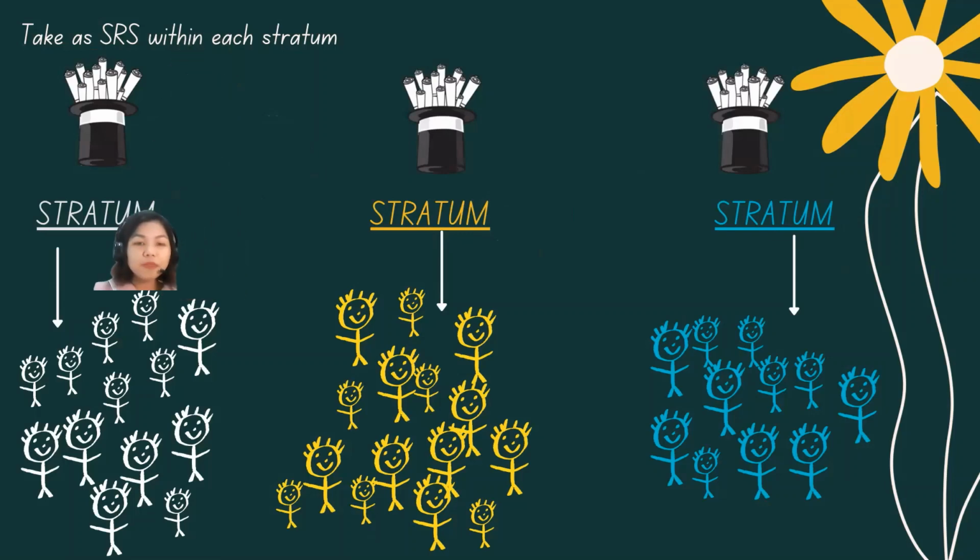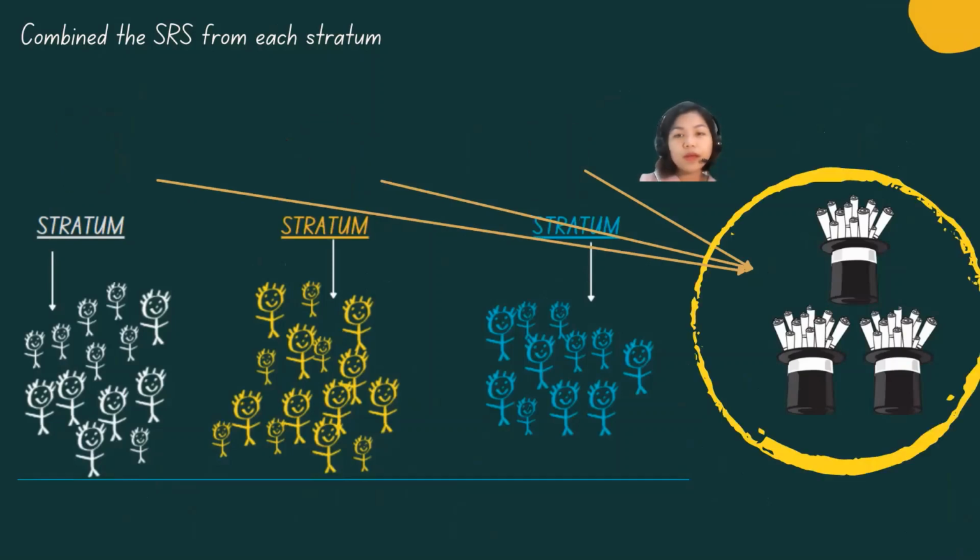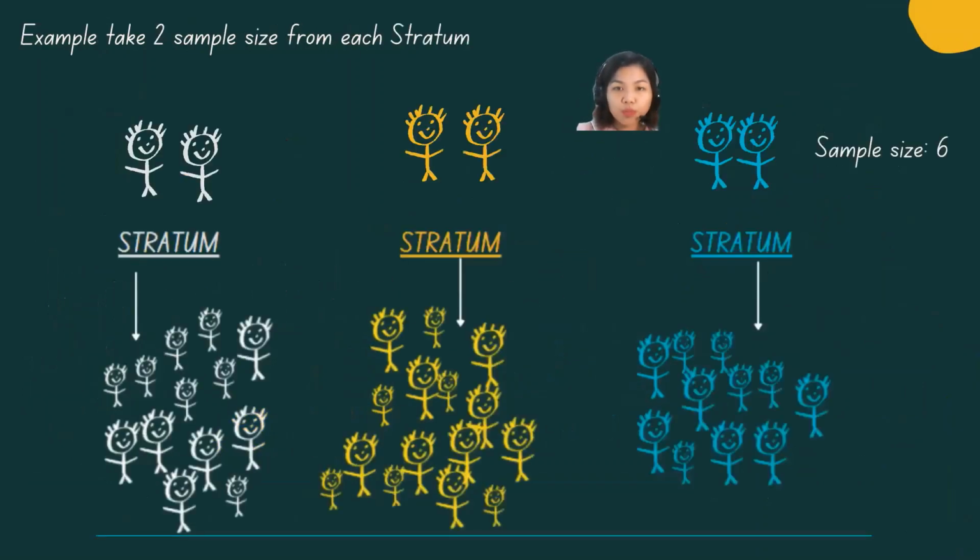So lahat ng pangalan ng mga individuals na nasa stratum na ito, ilalagay natin sa hat. Lahat ng pangalan ng mga individuals na nasa stratum na ito, another hat. And lahat ng pangalan ng mga individuals na nasa stratum na ito, another hat naman. Now, kuha po tayo ng ating mga samples from each stratum. Alam po natin na 6 po yung ating gustong sample size. So, kukuha tayo ng tigda-dalawang sample size galing sa iisang stratum. Okay? So, ito na po ang ating sample size from this stratum, the second sample size from another stratum, and the third sample size from this stratum to have a total of 6 sample size.